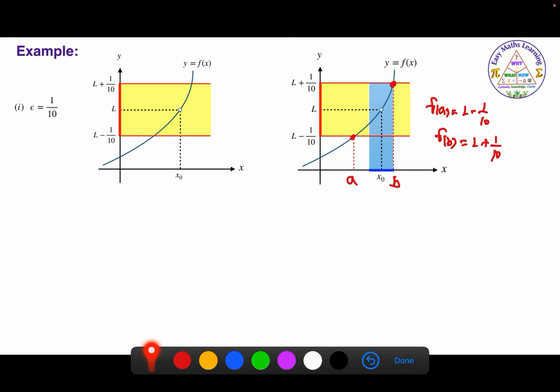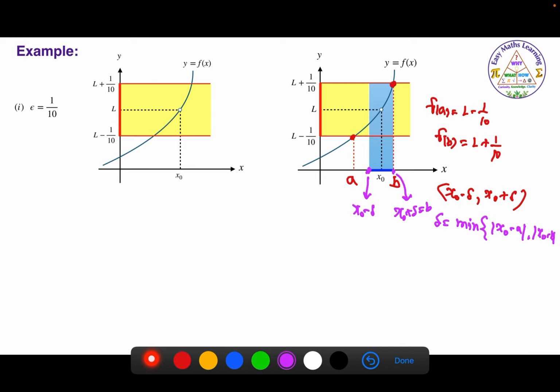So to get a symmetric delta interval, x naught minus delta to x naught plus delta, we choose delta equal to the minimum of the absolute values of x naught minus A and x naught minus B. Means this is x naught minus delta, this is x naught plus delta, which is equal to B. Now for epsilon equal to 1 by 10, we find a corresponding delta, this one, such that keeping x within this interval will keep the function values within L minus 1 by 10 to L plus 1 by 10.